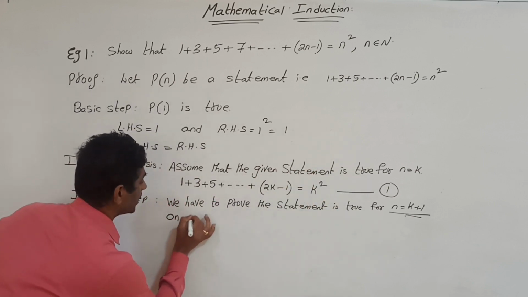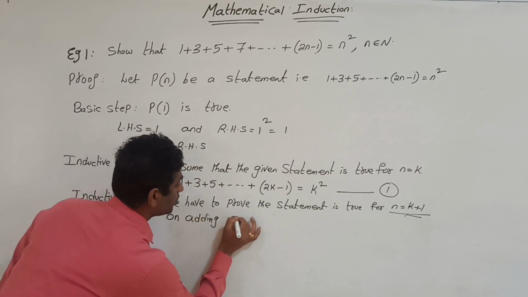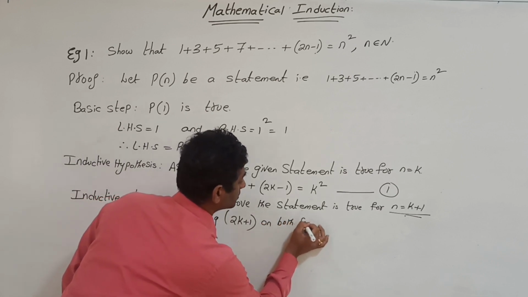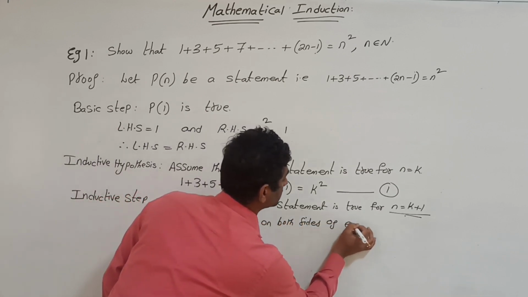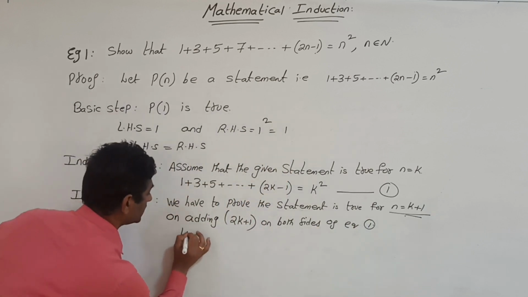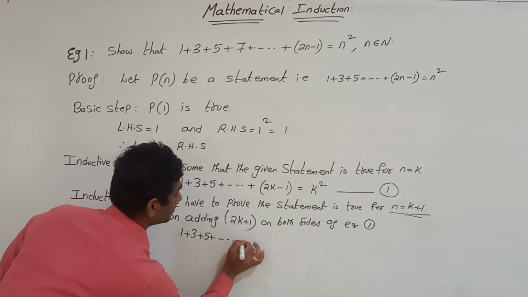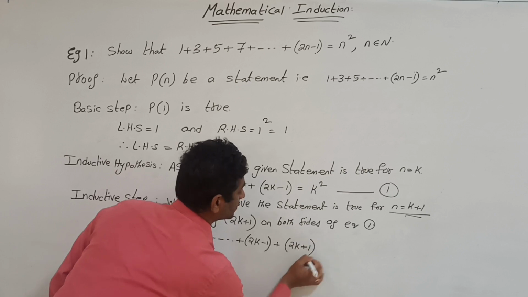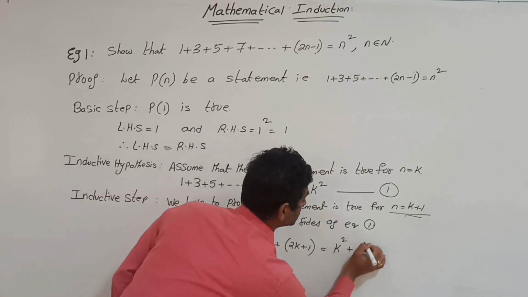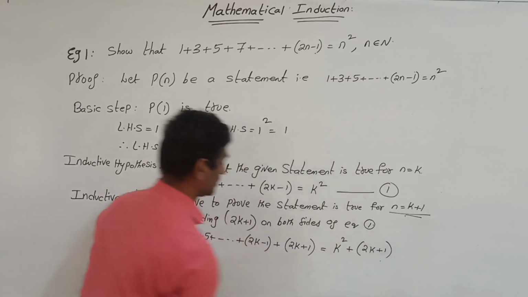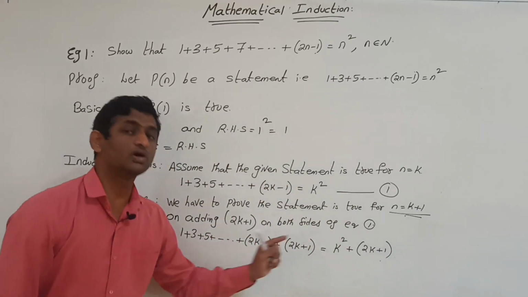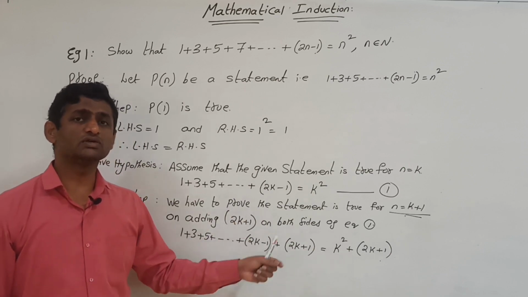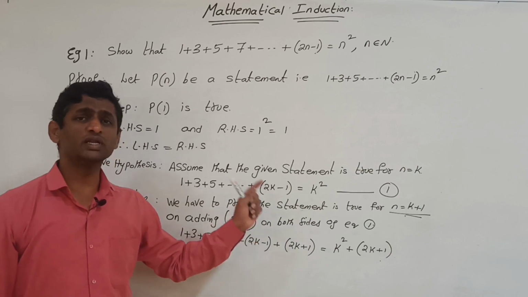So on adding 2k plus 1 on both sides of equation 1, we get 1 plus 3 plus 5 plus so on plus 2k minus 1 plus 2k plus 1 is equal to k square plus 2k plus 1. Now if you observe this, it is a statement for the first k plus 1 odd natural numbers.